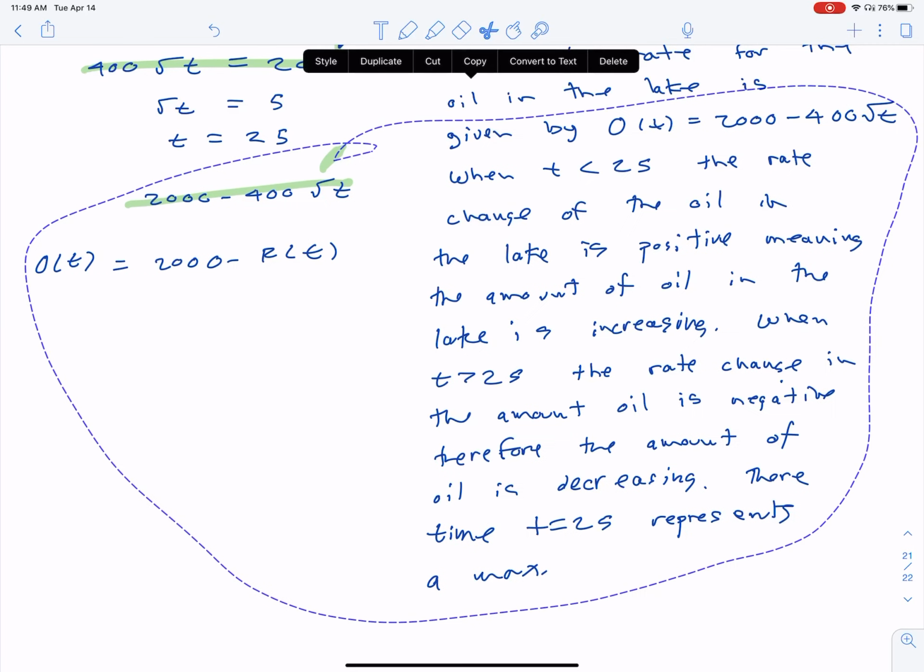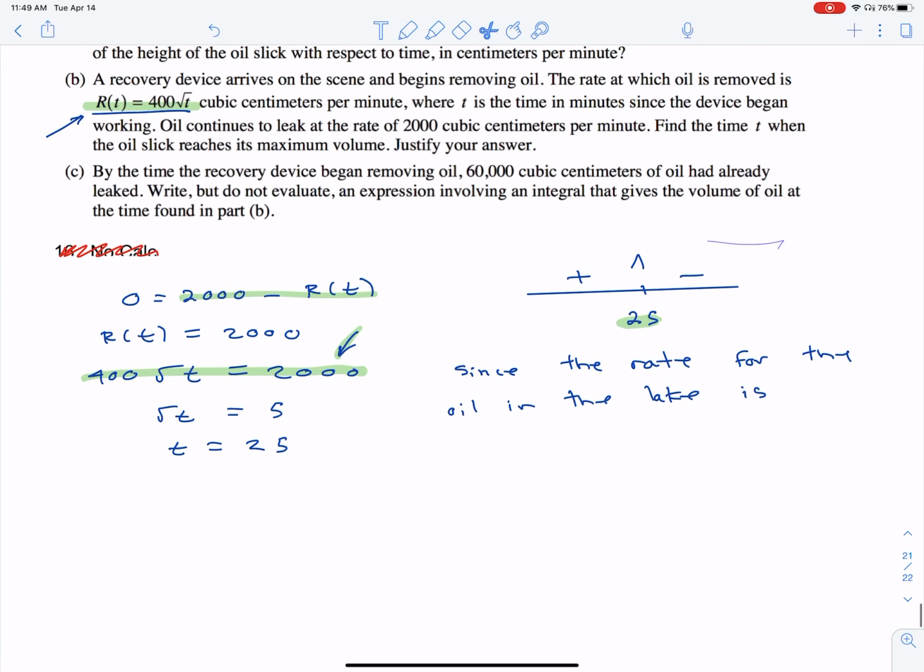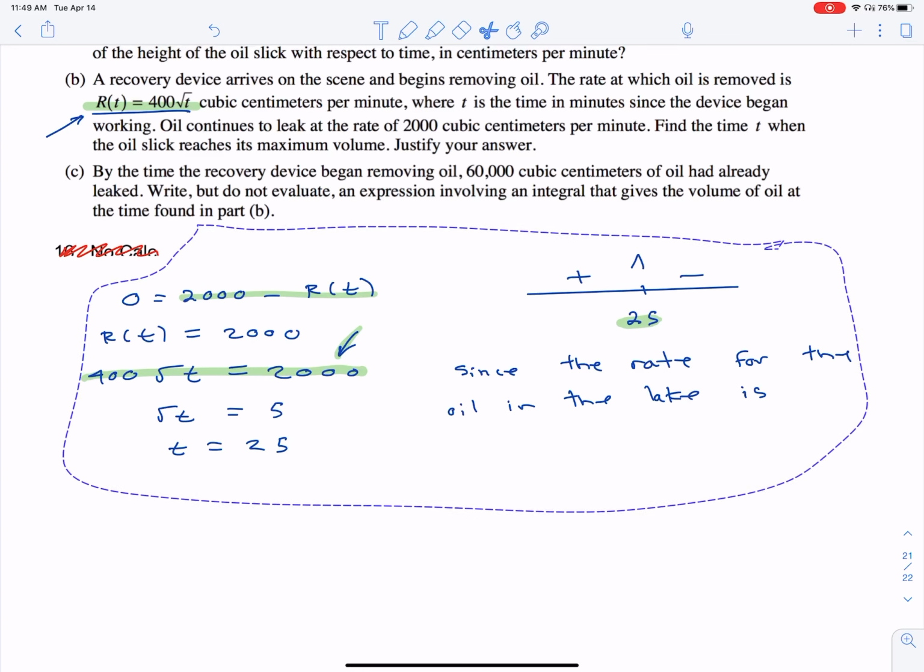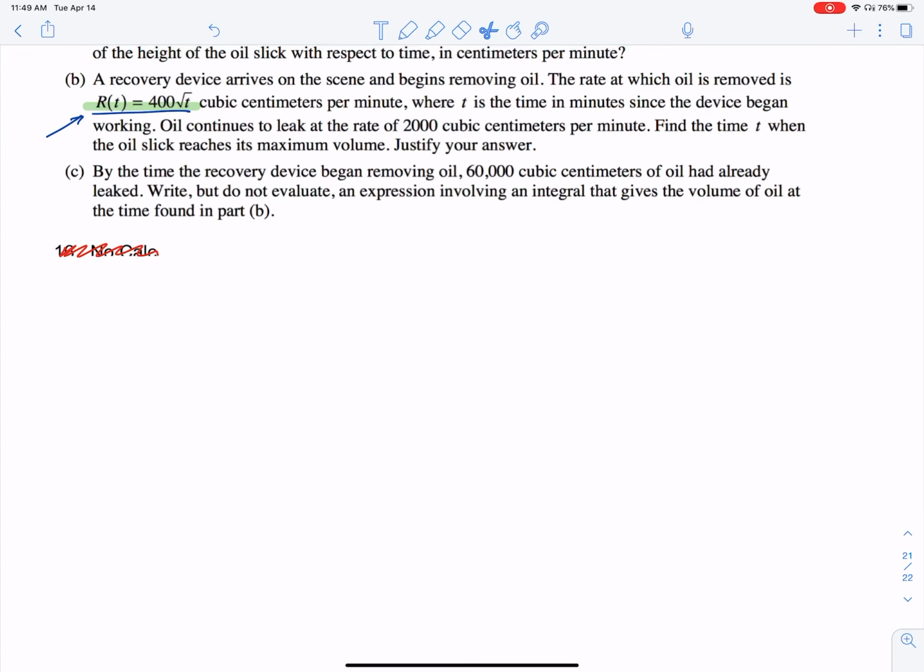My handwriting is really bad. I apologize about that. Okay, maybe I'll try writing a little neater this time too. Let's see if that works. Okay, by the time the recovered device began removing oil, 60,000 cubic centimeters of oil had already been leaked. Write but do not evaluate an integral that gives the volume of oil at the time found in part B.